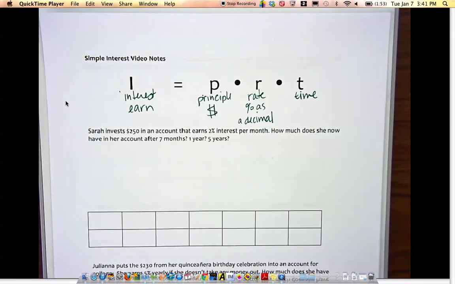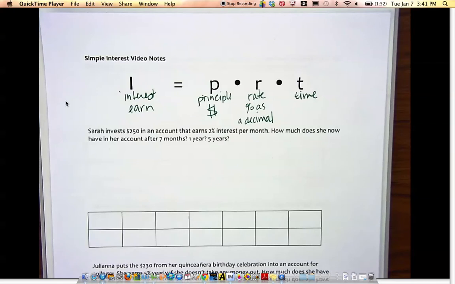So Sarah is investing $250 into an account that earns 2% interest per month. We want to know, how much does she now have in her account after 7 months? Then, how much does she have after a year? How much does she have after 5 years?